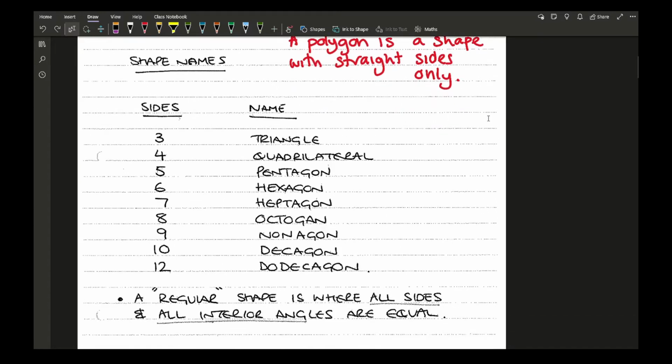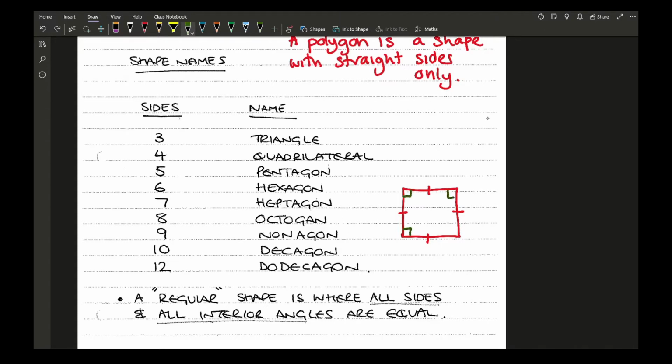Now the first word that we look at is the word regular. A regular shape is where all the sides and all interior angles are equal. So a regular triangle would be an equilateral triangle because all the sides are the same and all the interior angles are the same. Again, if we look at a regular octagon, or a regular quadrilateral, this would be what we'd class as a square, because all the sides are the same length, and also all the interior angles are the same as well.